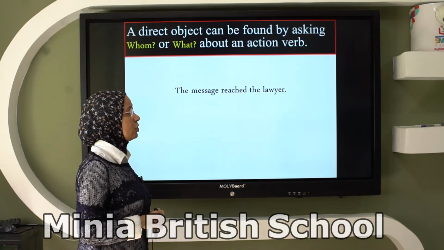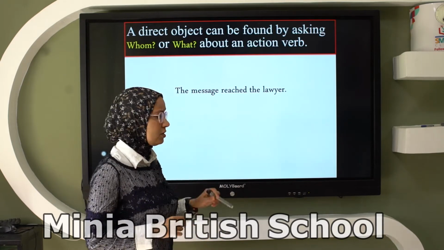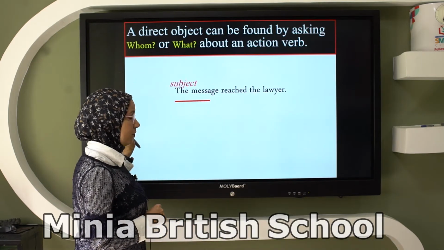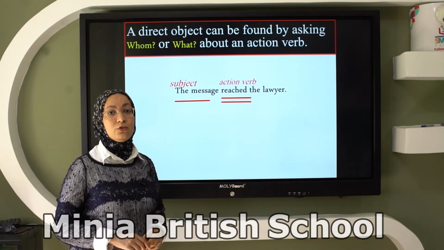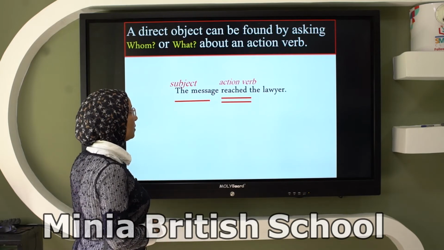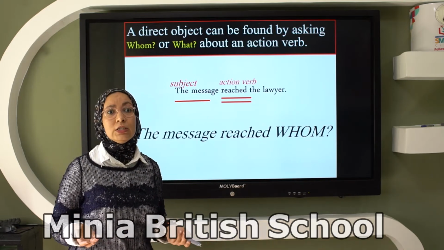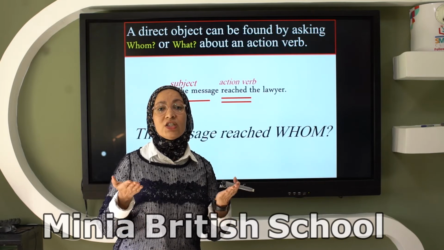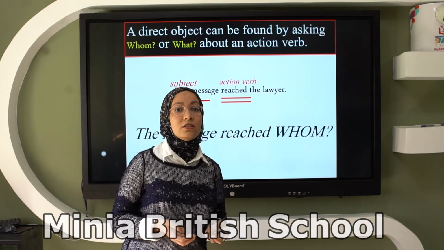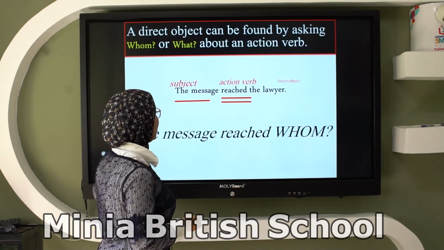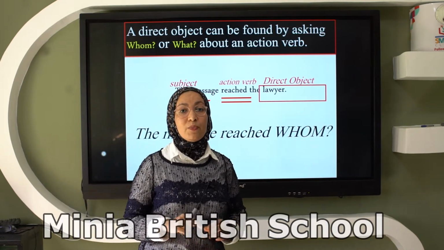The message reached the lawyer. So where is the subject here? Very good, the subject here is the message. And where is the action verb? Reached. Very good. And the message reached whom? Where is the thing that receives the action of the sentence? Very good, it is the lawyer. So the lawyer here is the direct object.